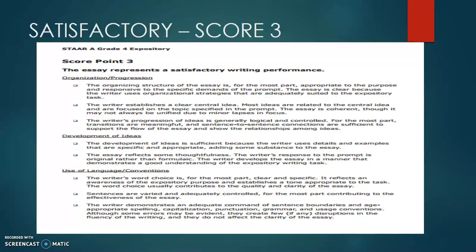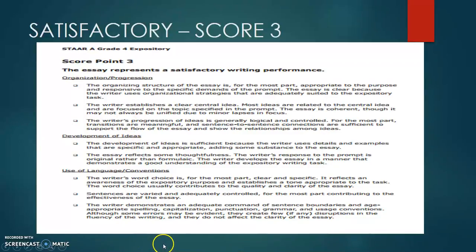So if you get a 3, your writing is kind of tight, meaning it has sentence-to-sentence connections, and they're sufficient to support the flow of an essay. You want your essay to really flow and show relationships among those ideas. Remember, when you're having relationships among ideas, you have an organizational pattern. You're following some type of organizational structure, because that's all organizational patterns or text structure is. Relationships among ideas. All right, let's go to development of ideas.